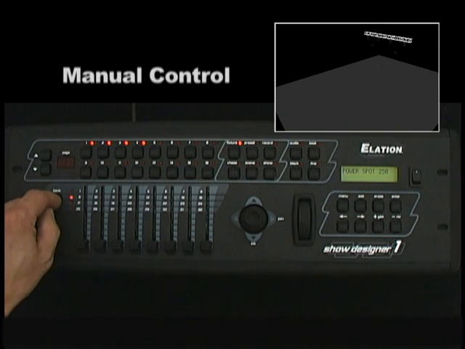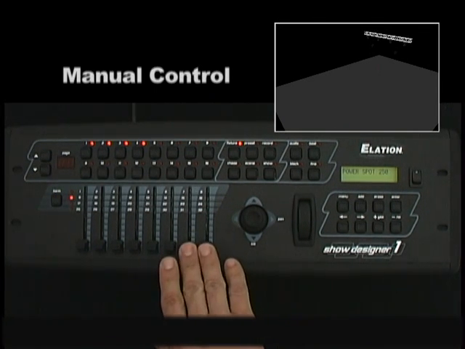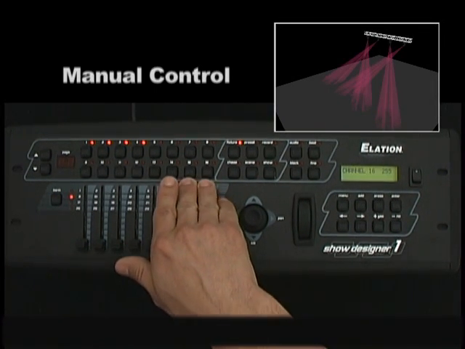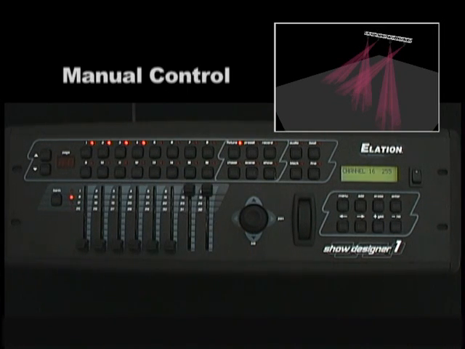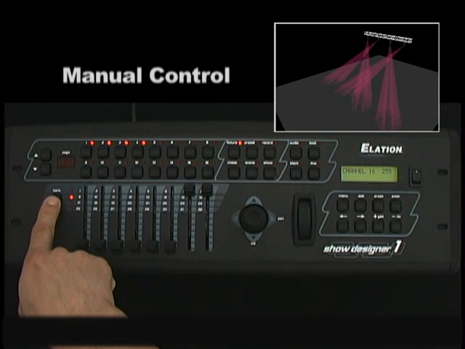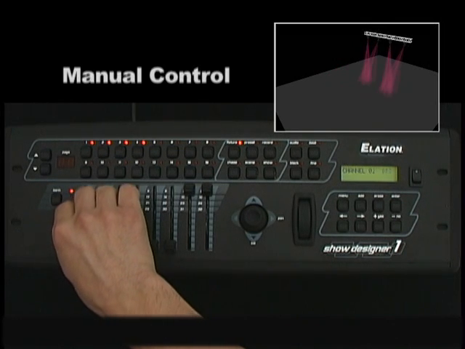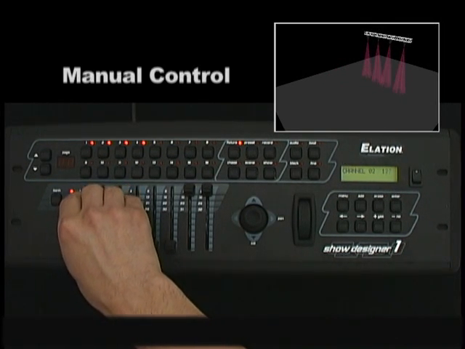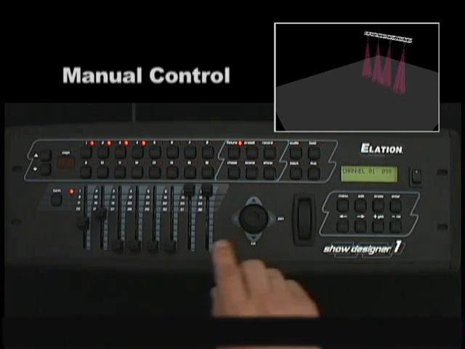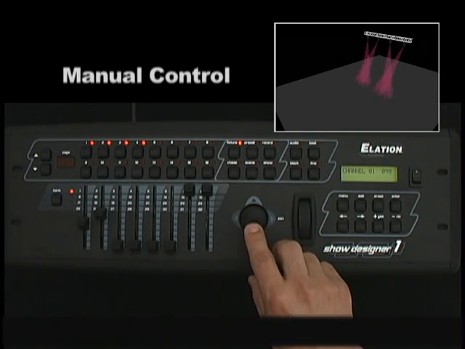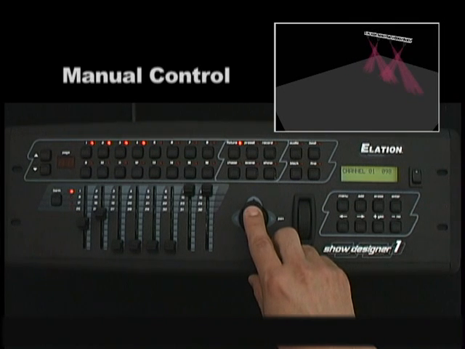Knowing that my shutter and dimmer are in bank 2 on channels 15 and 16, I'll go to those channels and bring them up. I can press the bank button so that the first bank becomes active, then use faders 1 and 2 to control the pan and tilt, or use the joystick to control pan and tilt. This is really just up to your preference.